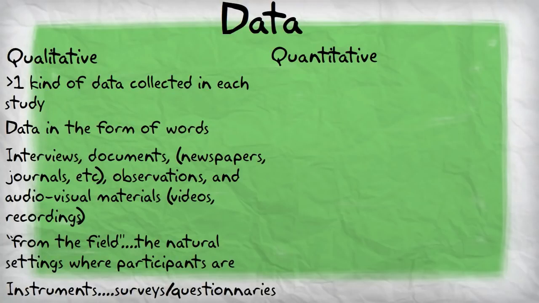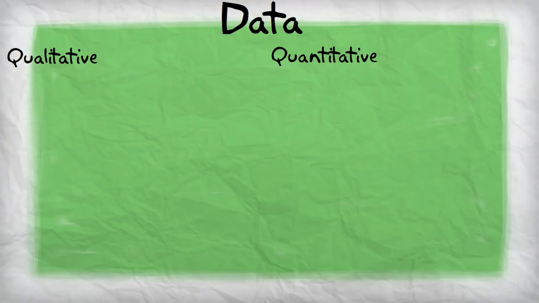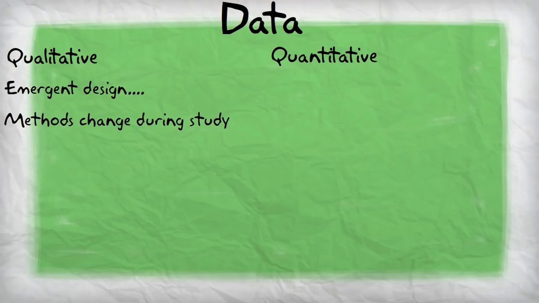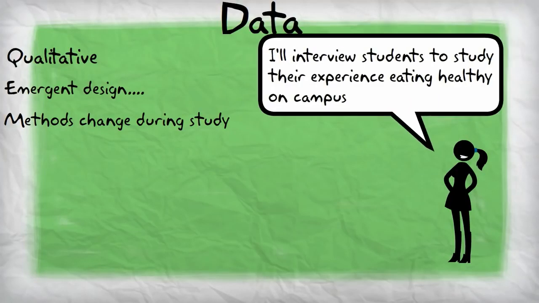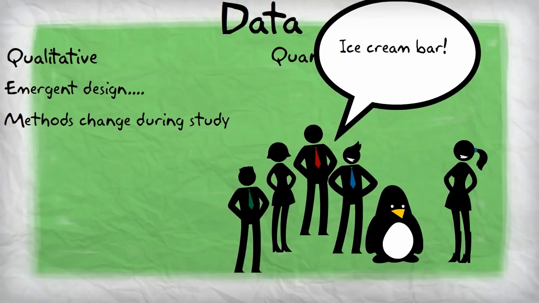It's also important to note that a hallmark of qualitative research is its emergent design. This means that the way in which the study is conducted can change during the study. During qualitative research, it may become apparent that other forms of data from other groups of people should be included in the study. For instance, let's say that a researcher is studying college students' experience trying to eat healthy on campus. Originally, the researcher has planned to just interview a bunch of students, but let's say that during the interviews, the students keep talking about the ice cream area of the cafeteria and student union.